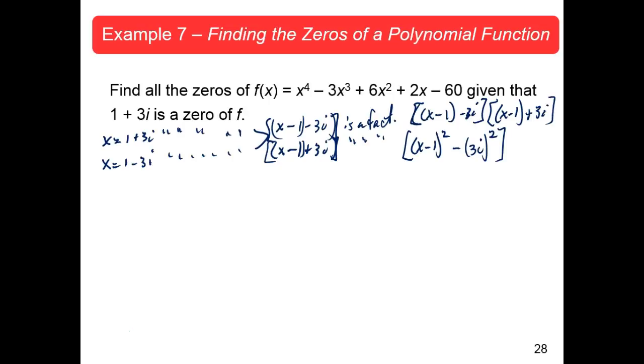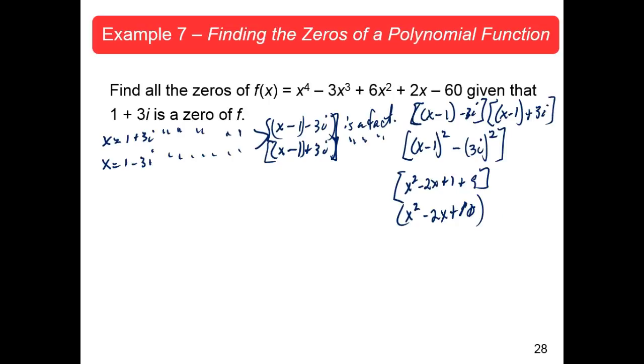Now, what you were struggling with before, what is x minus 1 squared? X squared minus 2x plus 1, plus 9, not i. When you square the i, you get a minus 1. And this would have been a minus 9i squared. Minus 9 times minus 1 is plus 9. That's what you get. Now combine the like terms, and what do you get? X squared minus 2x plus 10. Got it? Okay.